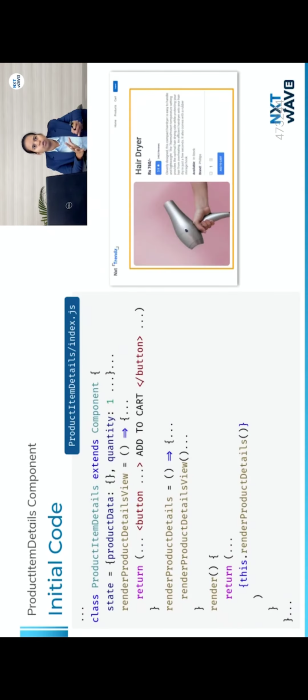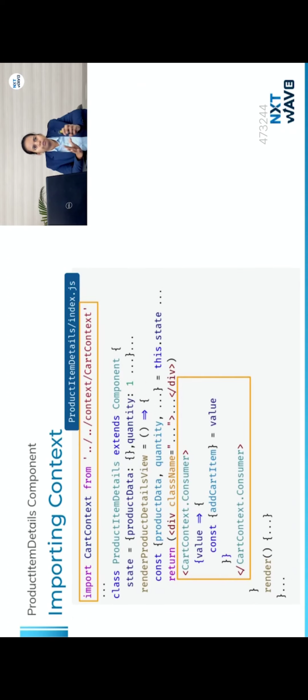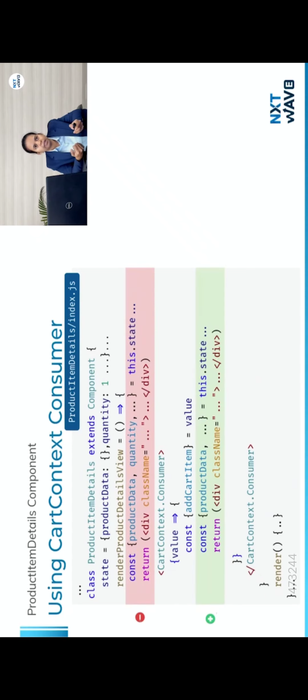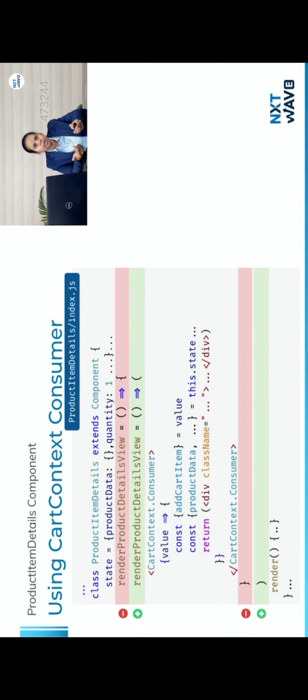So this is the initial code of product item details. Firstly, in the render product details view, we have the add to cart button. So there we are going to add the consumer component, access the add cart item method and move all the code related to that method inside it. There you can see, right? So we are updating the function also appropriately. And finally, we have this consumer component. Within this, we are accessing the add cart item method.